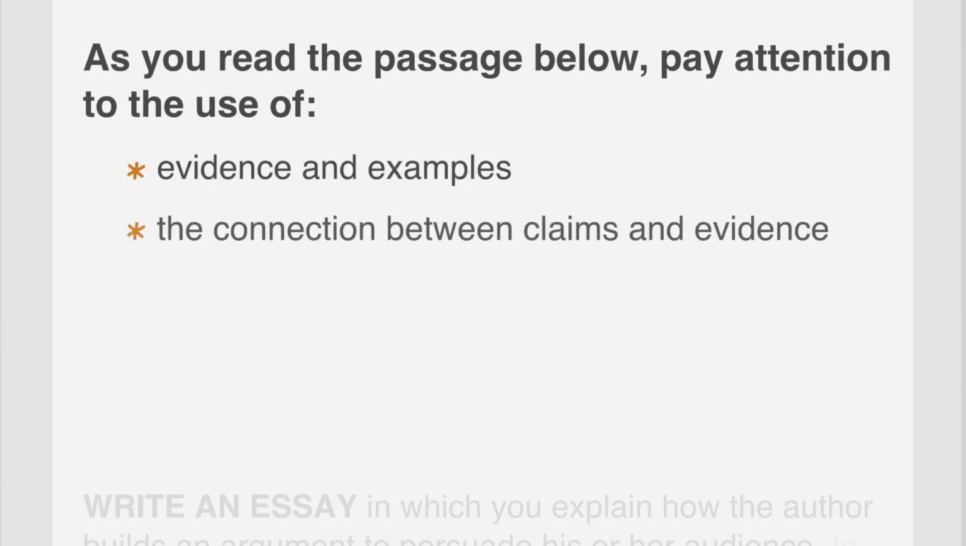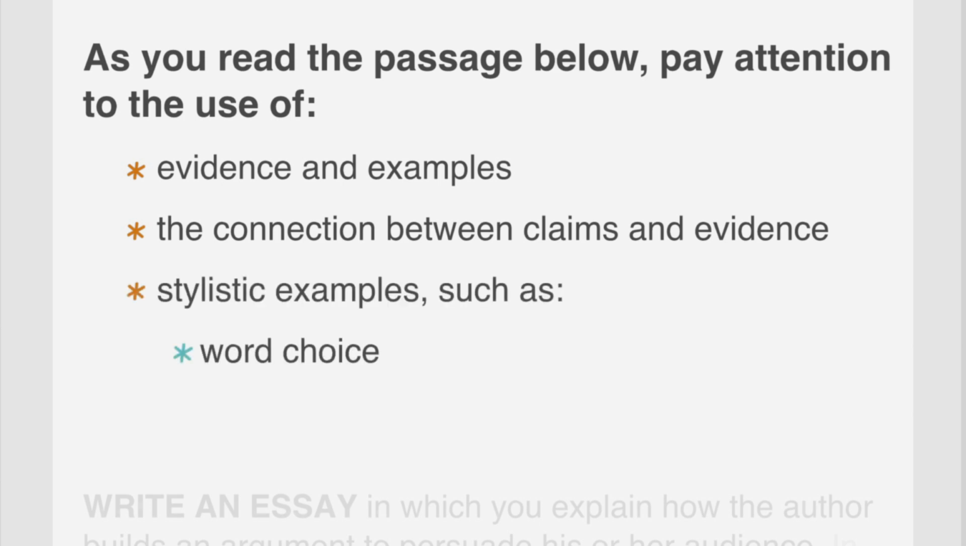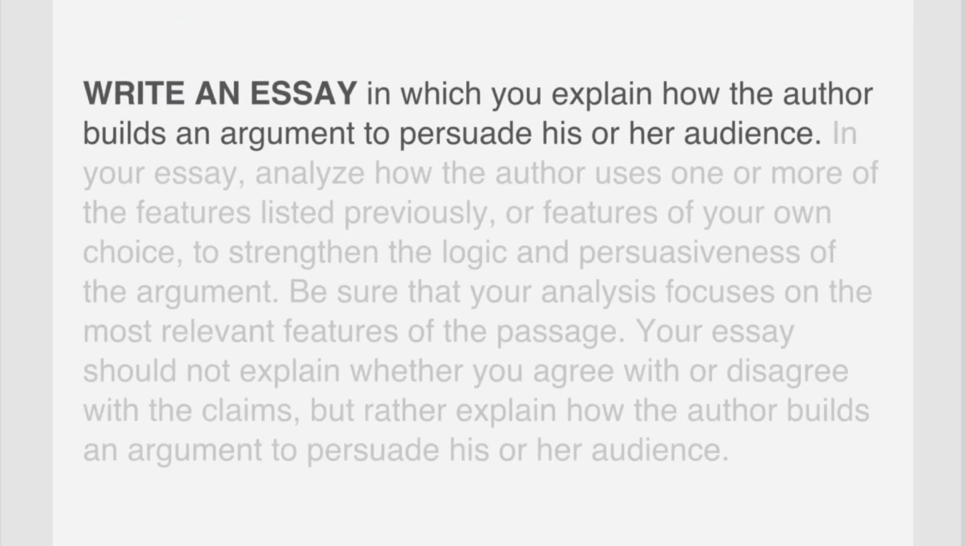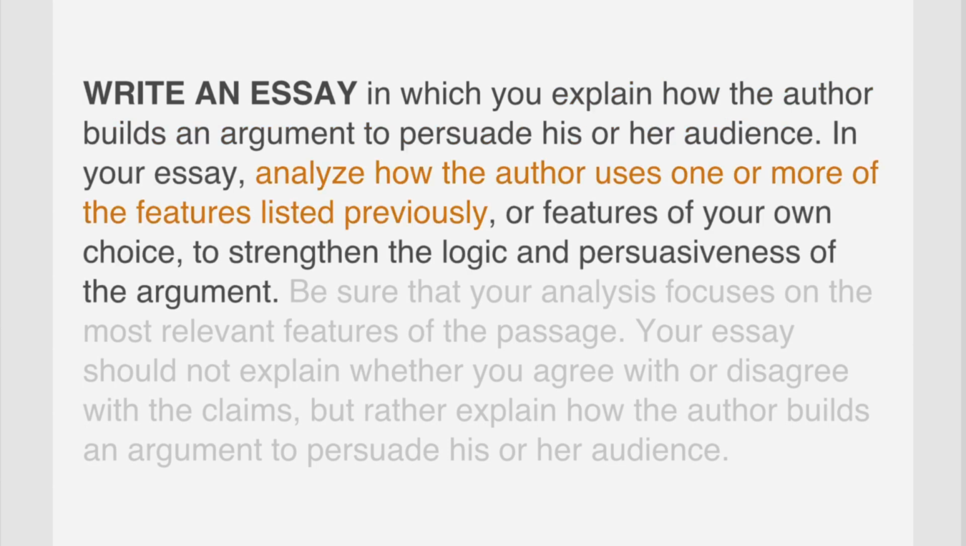As you read the passage below, pay attention to the use of evidence and examples, the connection between the author's claims and the evidence provided, stylistic elements such as word choice, and appeals to emotion. You are then asked to write an essay in which you explain how the author builds an argument to persuade his or her audience. In your essay, analyze how the author uses one or more of the features listed previously or features of your own choice to strengthen the logic and persuasiveness of the argument.